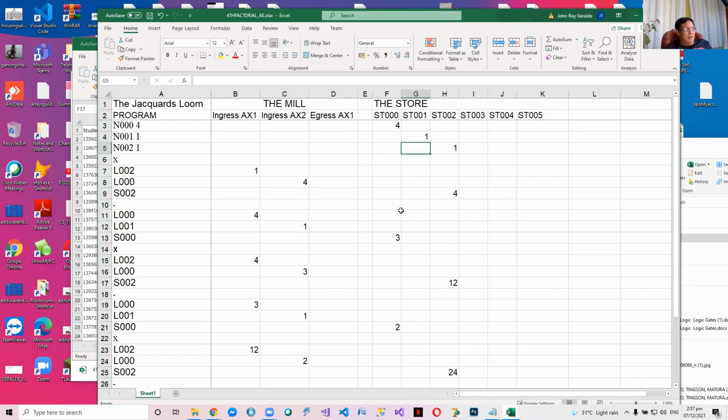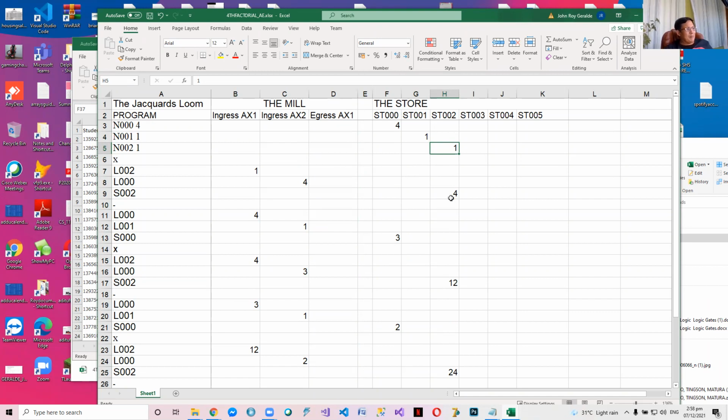Like 4 minus 1 becomes 3. 3 minus 1 becomes 2. 2 minus 1 becomes 1. Itong 1 na ito is fixed at 1. But this one is the partial product. Okay? The first one is the partial product. The first product in the factorial is 1, di ba? The first factorial product is 1.